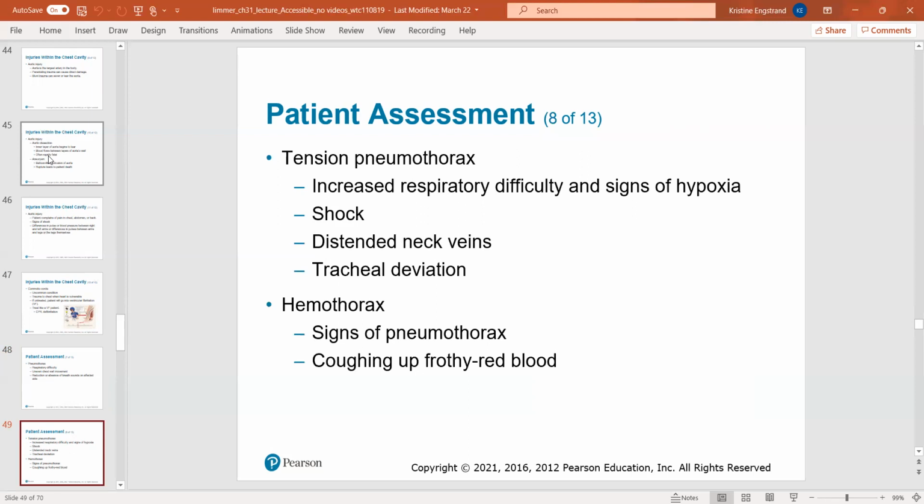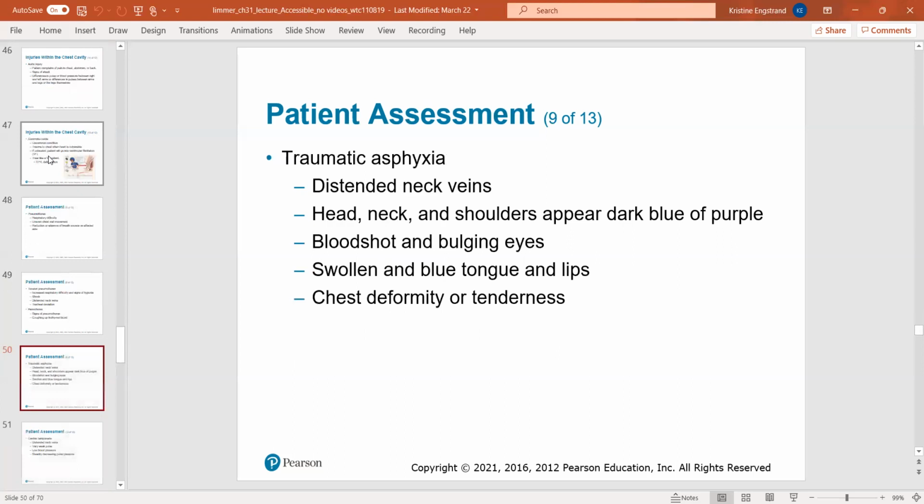Hemothorax: are they coughing up frothy red blood? Right, that means we've got blood in the lung cavity. Remember, they don't like blood in there other than through the vasculature. So if they're coughing up frothy red blood.